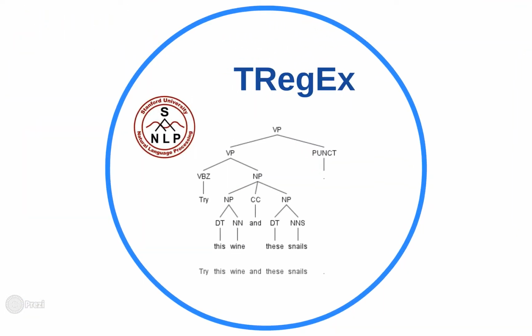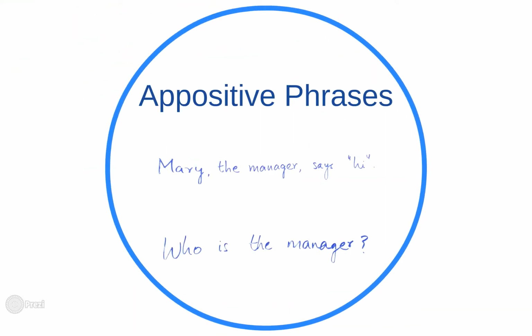For question generation, we will start with a simple approach. Using tools like tRegex, we will find common patterns in text which are easily transformed into questions. For example, appositive phrases can be easily transformed into questions by relating the subject and the appositive.